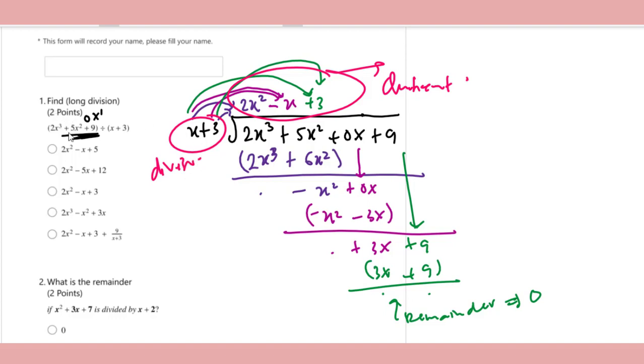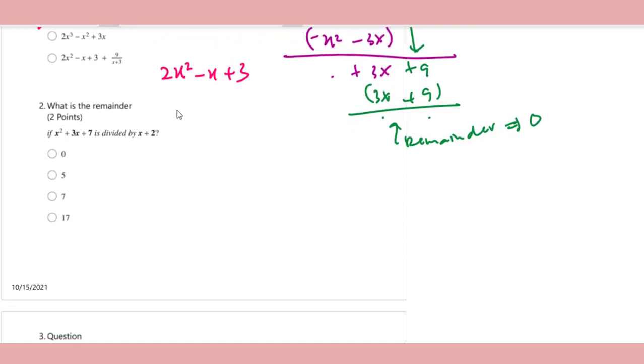So now find this one, which means that we want the result. The answer is 2x squared minus x plus 3. So answer is this one. Settled for number 1.